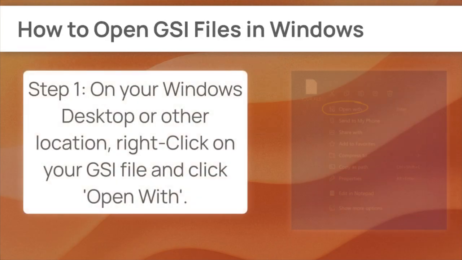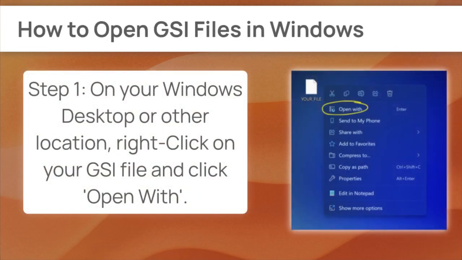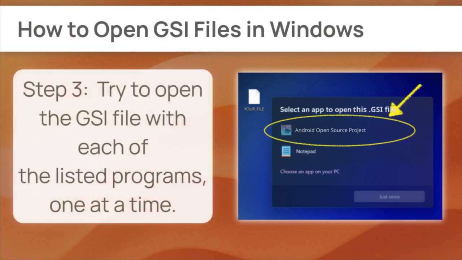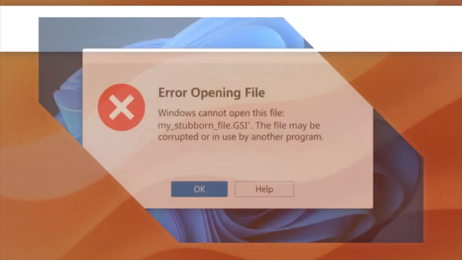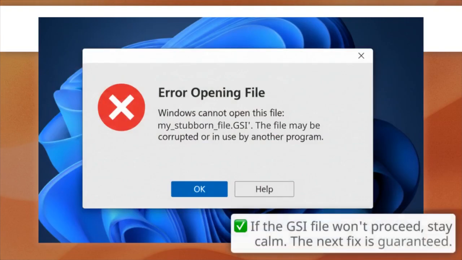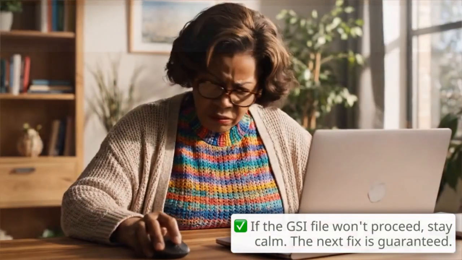Your most vital first action is the file association test. Right-click the GSI file and choose Open With. If Android Open Source Project is on your machine, test it. If not, choose another program. We must find the correct software. Your system failed to open the GSI file. We need to bypass the failure by running these 3 crucial diagnostic steps right now.